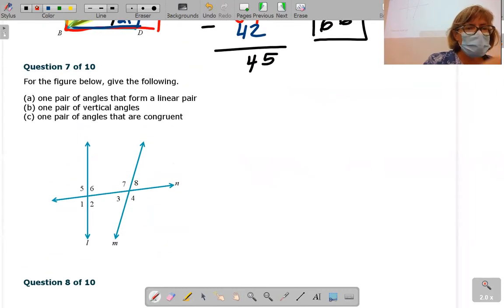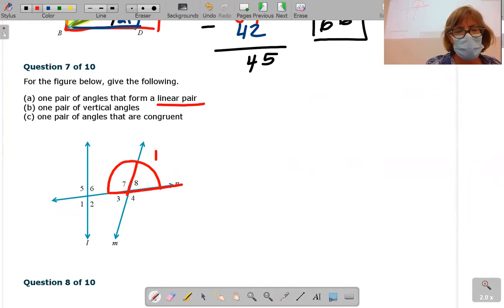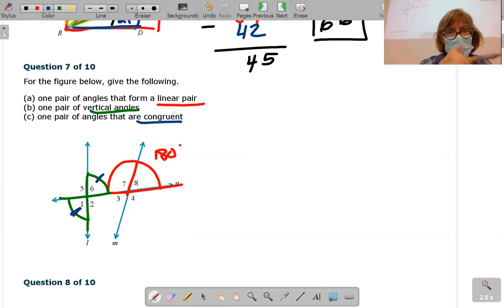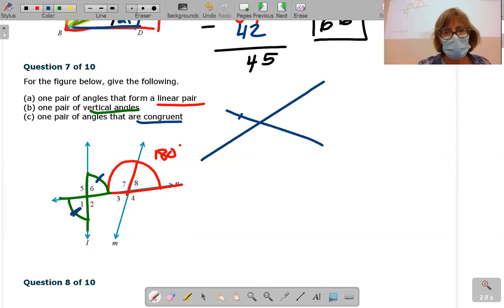Vocabulary check here. Linear pair. A linear pair is any two angles that share a spine and make a line. They also make 180. Vertical angles are any bow tie angles directly across from each other, and all vertical angles are automatically congruent. So vertical angles are always congruent.